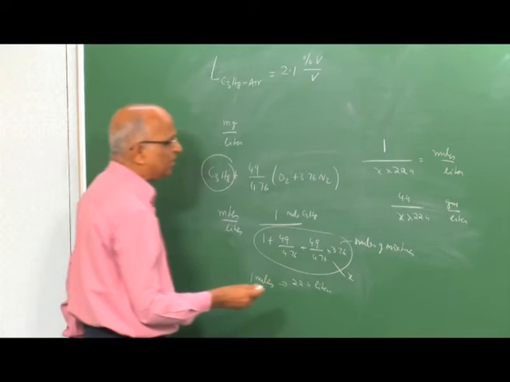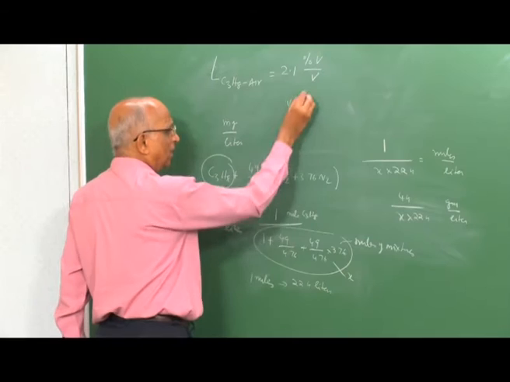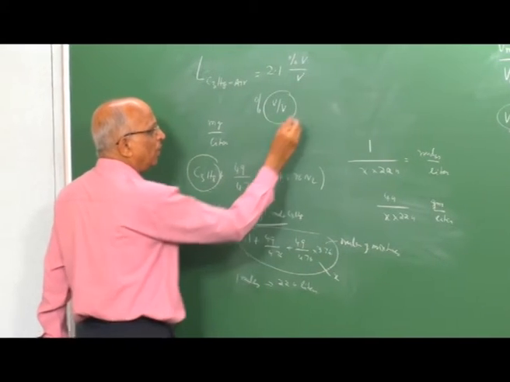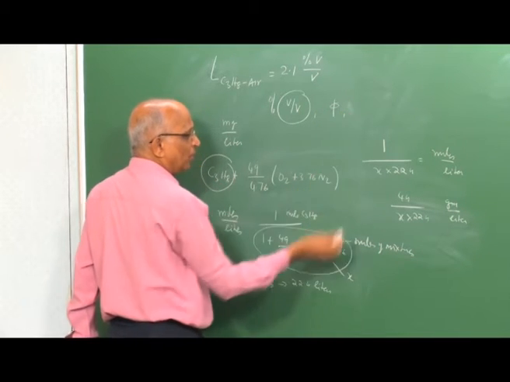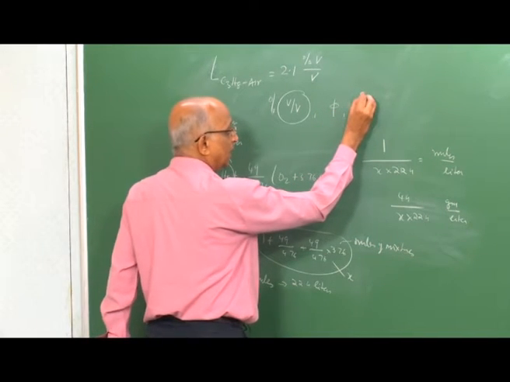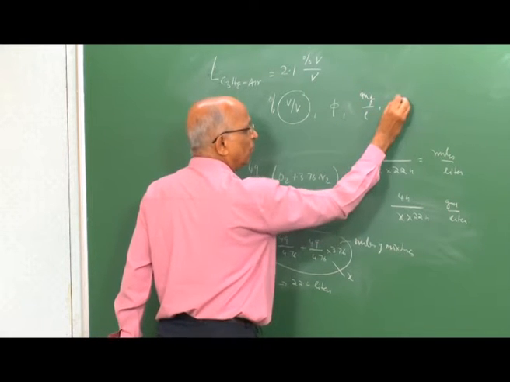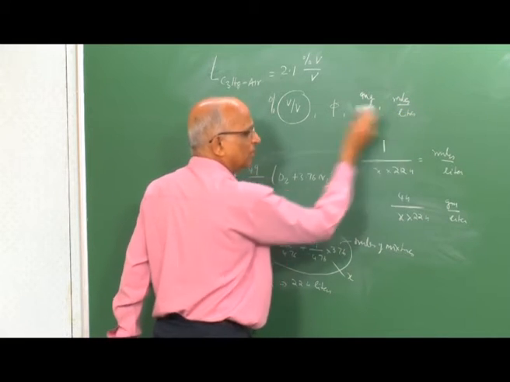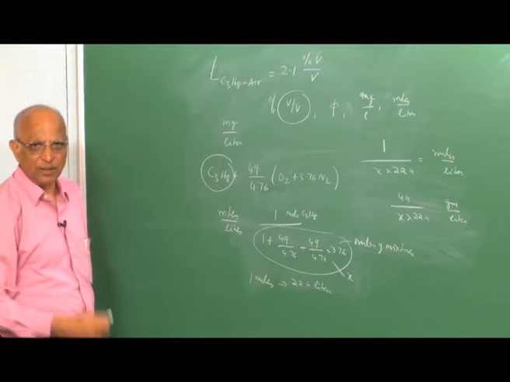Therefore, you can express the lean limit of flammability instead of volume by volume, which is how it is generally done. In fact, it is percentage volume by volume. You can also express it in terms of the equivalence ratio. You can also express it in terms of milligrams per liter or grams per liter, or in terms of moles per liter. We should be able to do different problems having different units and express the same thing.